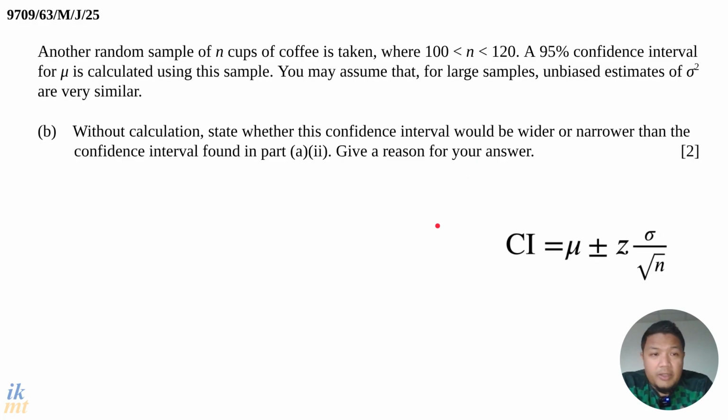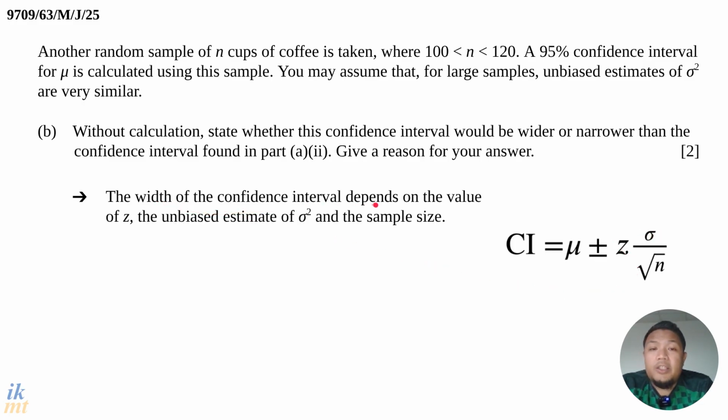So let's just analyze the formula for the confidence interval. We have a point estimate. That doesn't matter. It doesn't determine the width at all. What would determine the width, however, is this part here, because we're doing a plus minus here. So this will determine the upper and lower limits of our confidence interval. So what matters here is the value of z, the value of sigma, and the value of square root of n. So the width of our confidence interval depends on the value of z, the unbiased estimate of the variance, which will lead to the unbiased estimate of the standard deviation, and of course the sample size n here. The value of mu does not matter in terms of the width of the confidence interval.